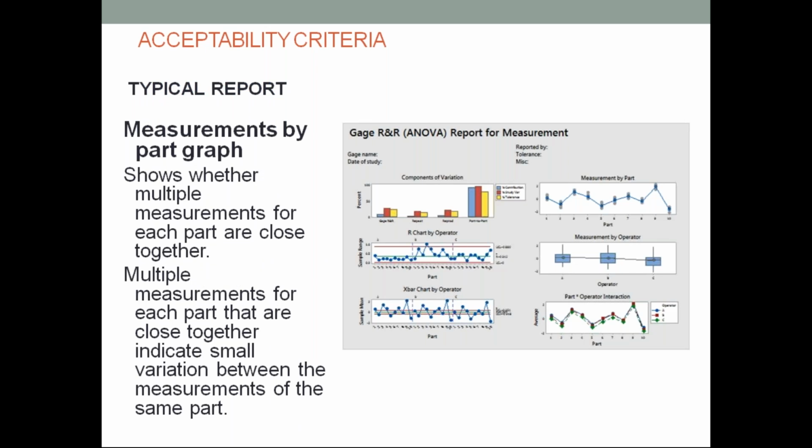The measurements by part graph, up on the top right, shows whether multiple measurements for each part are close together, which you would assume they should be. Multiple measurements for each part that are close together indicate small variation between the measurements of the same part. What's interesting about this is sometimes you'll find a part that has a wide spread. It's probably going to be creating problems with your gauge R&R, and you may want to go back to that part and find out why the gauge has so much variation with that particular part.